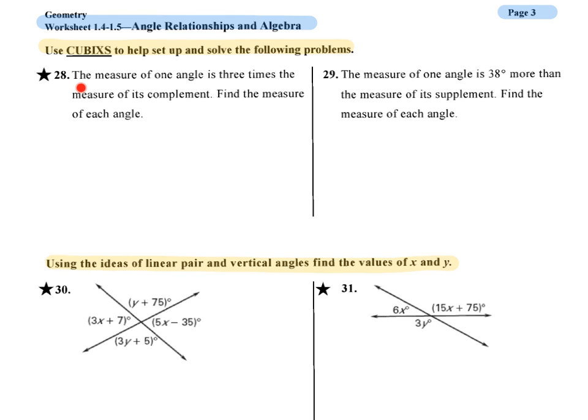It says the measure of one angle is 3 times the measure of its complement. Find the measure of each angle. So we need to circle the numbers that we have, which in this case, we just have this one word right here, 3. Then we need to underline the question. It says, find the measure of each angle.